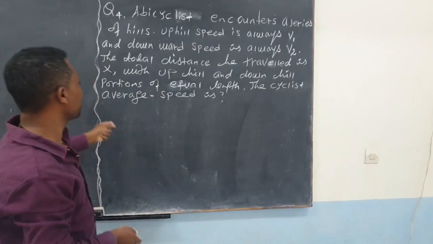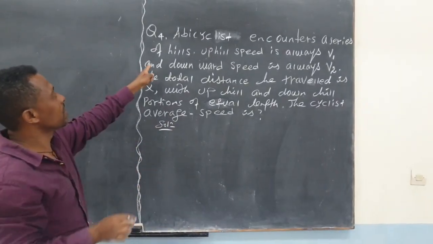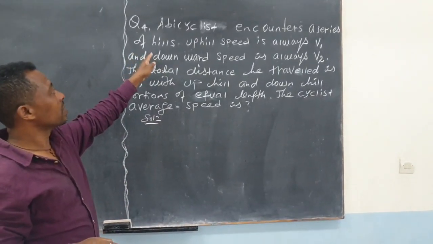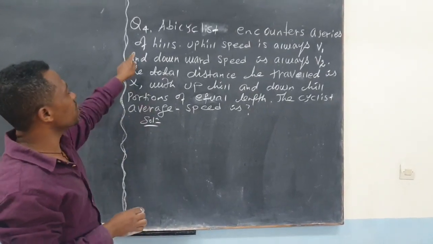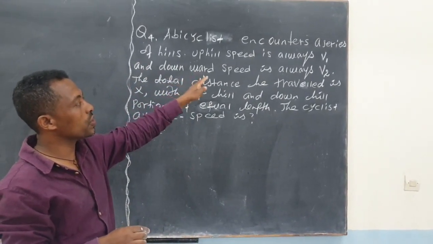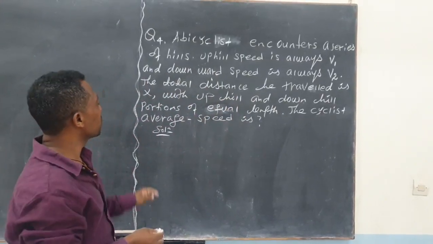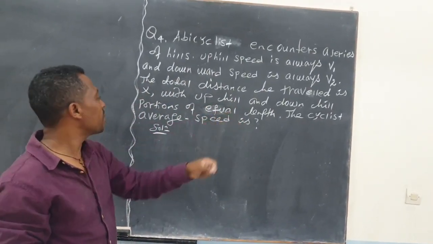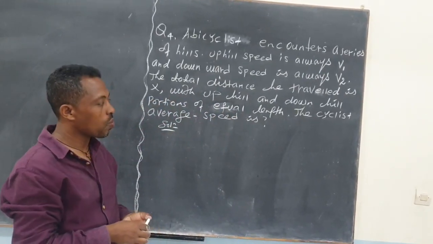Go ahead. Now, solution. Now look, my dears. It says a bicyclist encounters a series of hills. Uphill speed is always v1, and downward speed is always v2. The total distance he traveled is x, with the uphill and the downhill portions of equal lengths.